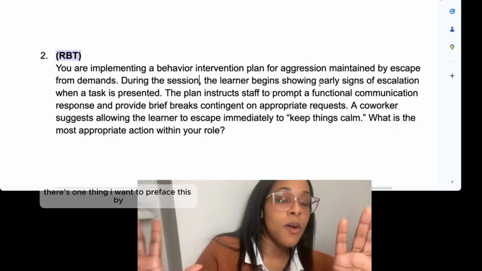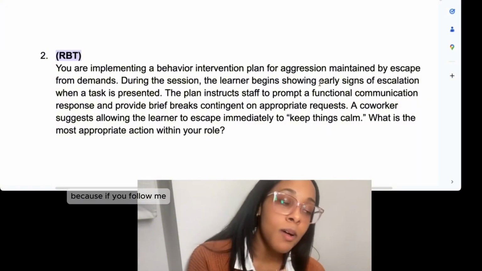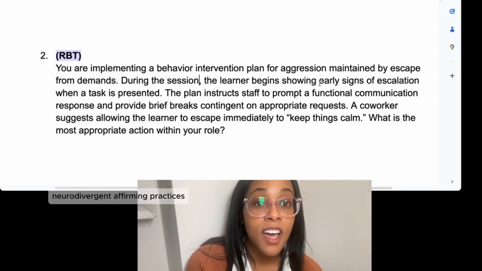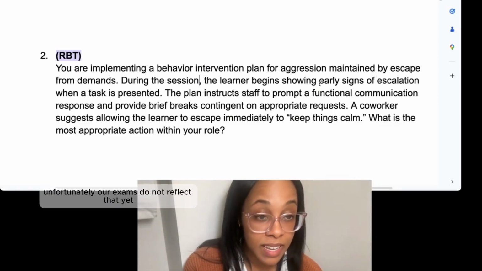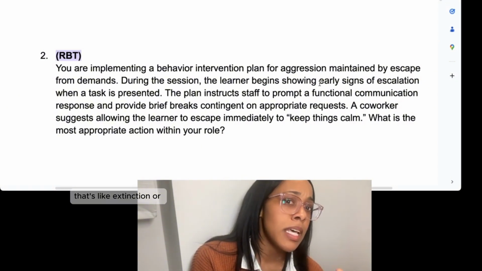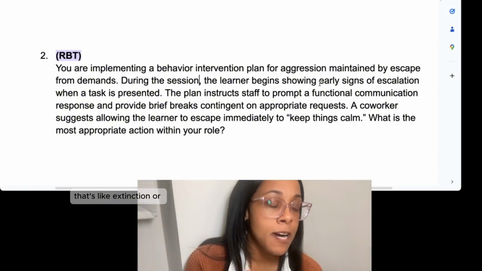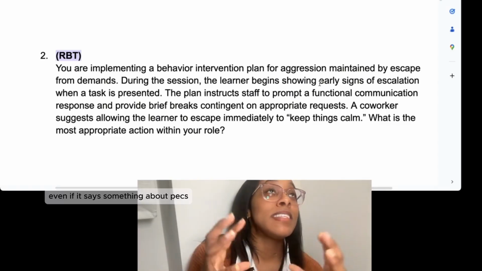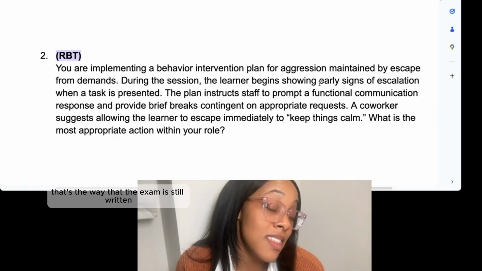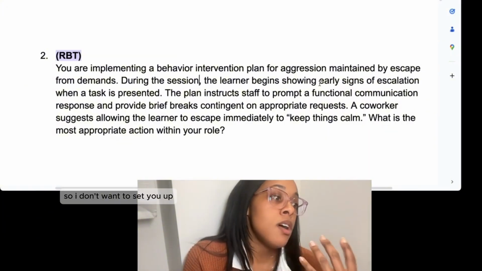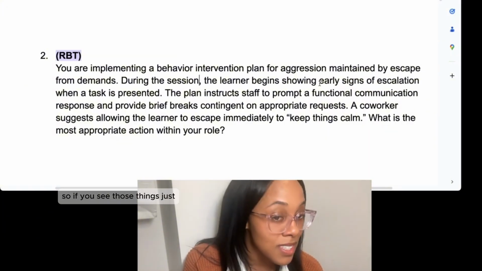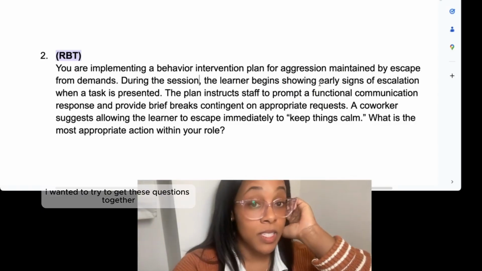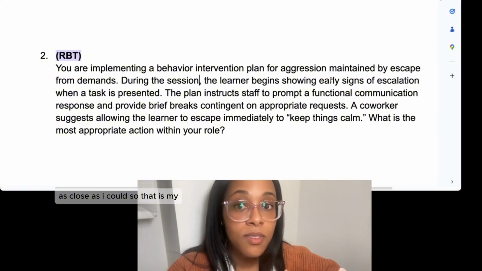Okay, there's one thing I want to preface this by, because if you follow me, you know that I post a lot about assent and neurodivergent affirming practices. Unfortunately, our exams do not reflect that yet. So if you see language up here like extinction or escape-maintained, or even something about PECs, unfortunately, that's the way the exam is still written. So I don't want to set you up to not identify those things. I wanted to try to get these questions together as close as I could. So that is my disclaimer.